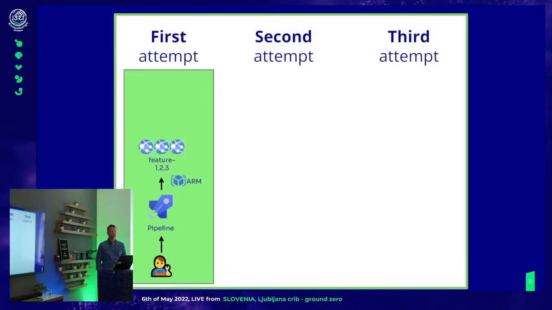So the first attempt was to simply see if it worked at all. Just create 3 pre-generated environments in Azure. And then we added a dedicated pipeline for this. So the developer could simply manually open up Azure DevOps, pick that pipeline, and then select one of those 3. And also the branch that he or she wanted to deploy.